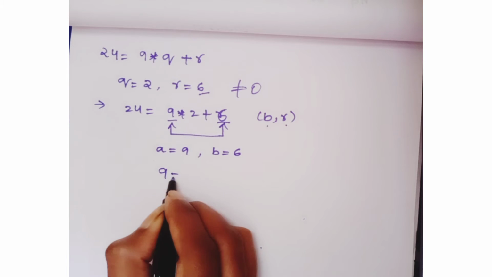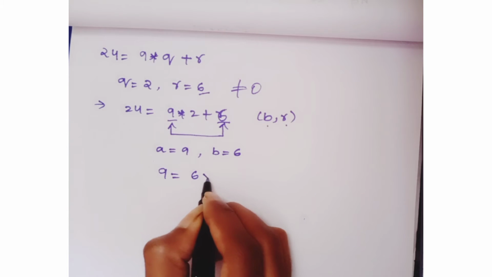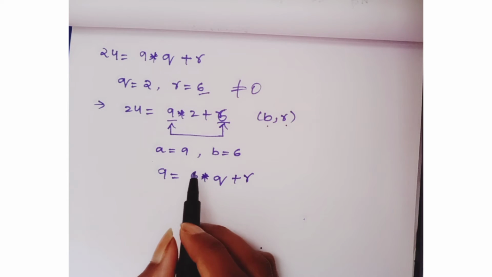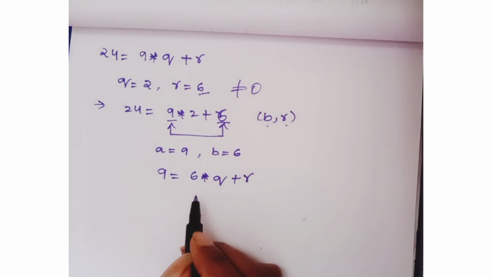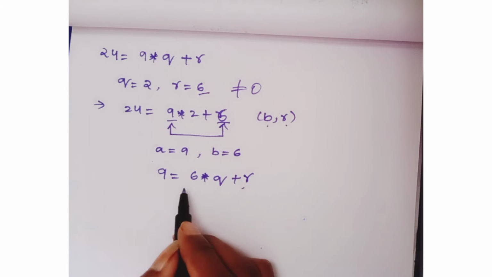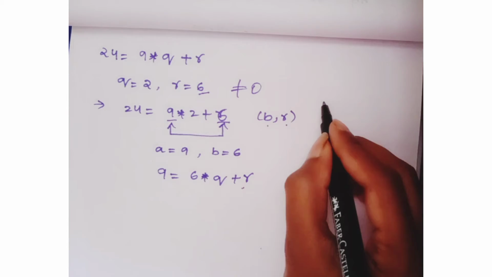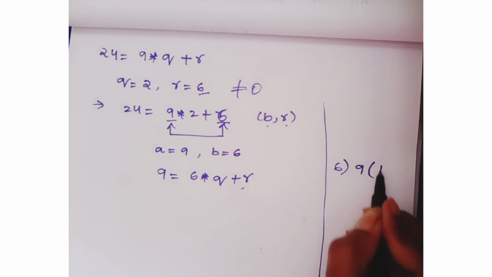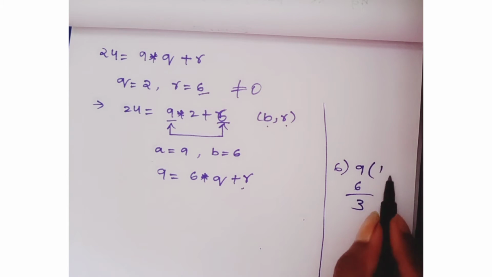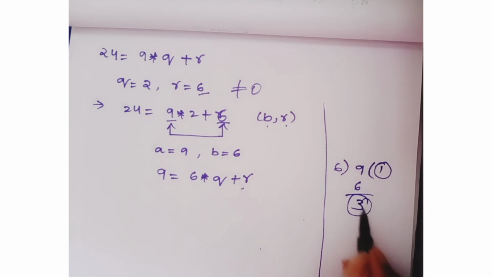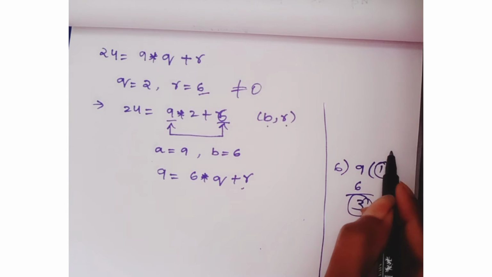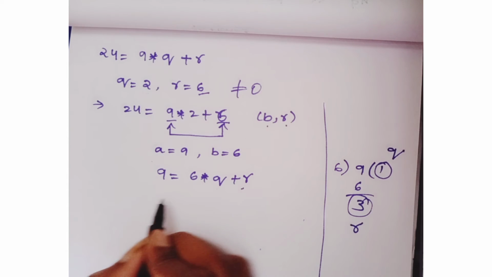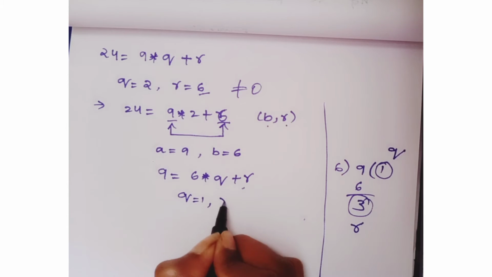So when I apply, I get 9 equal to 6 into Q plus R. This is the equation I got when I apply division algorithm for 9 and 6. So to get values of Q and R, you need to divide 9 and 6. So this should be done in the rough work only. When I divide 9 by 6, I get 6 once 6 and the remainder is 3. So this is R, this is Q. Q is 1 and R is 3.